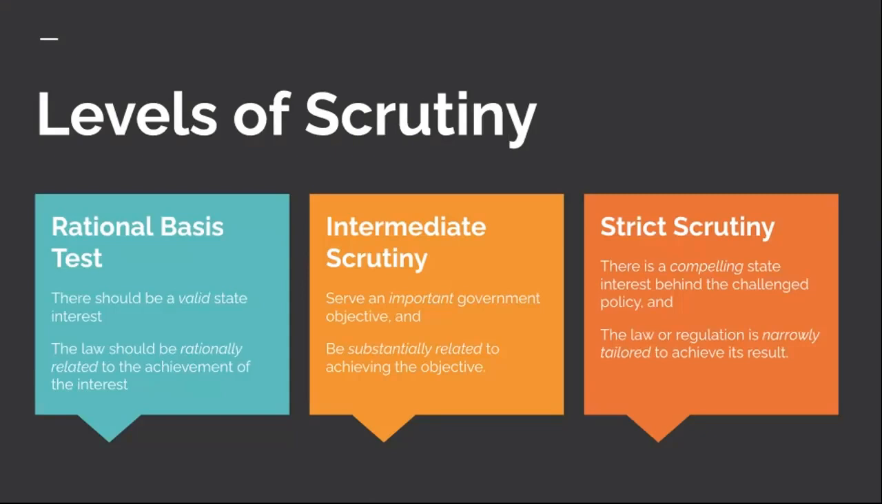The second level of scrutiny I want to talk about is intermediate scrutiny. That's the next level of judicial focus on challenged laws. In order to pass intermediate scrutiny, it needs to serve an important, not just valid, but important, right? So it's not essential to the existence of the state. It's not life or death, but it's still very important. It's something that we'd like to have, something that would be nice to have, right? It's important. But secondly, it needs to be substantially related.